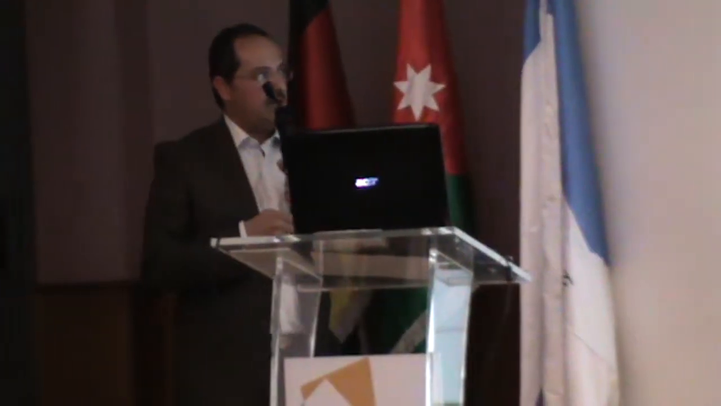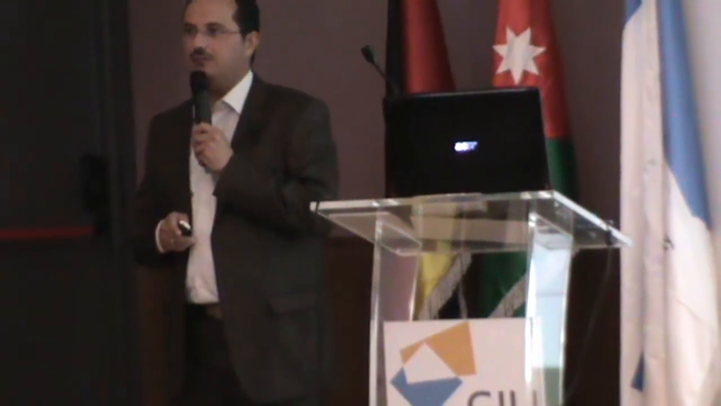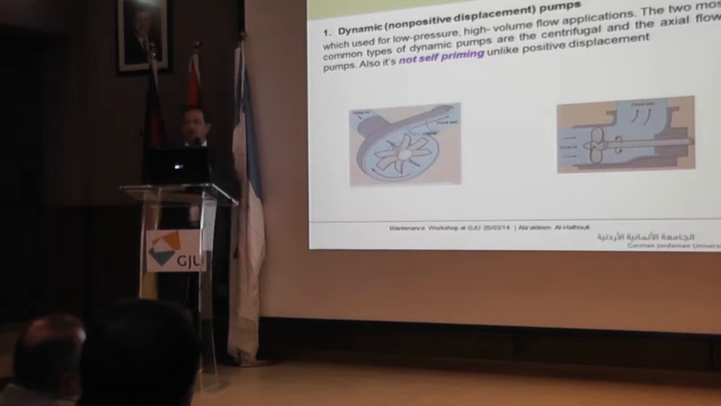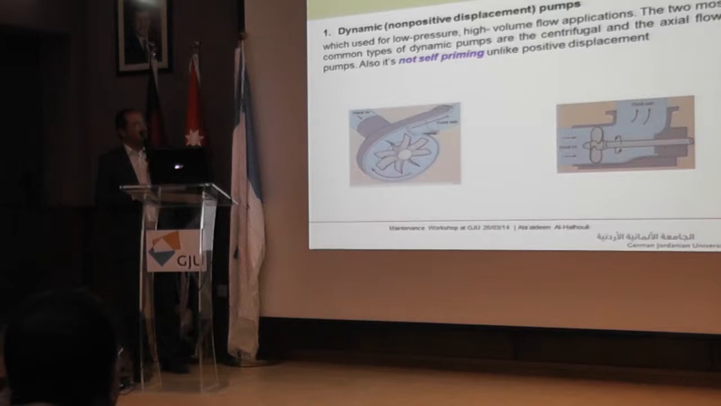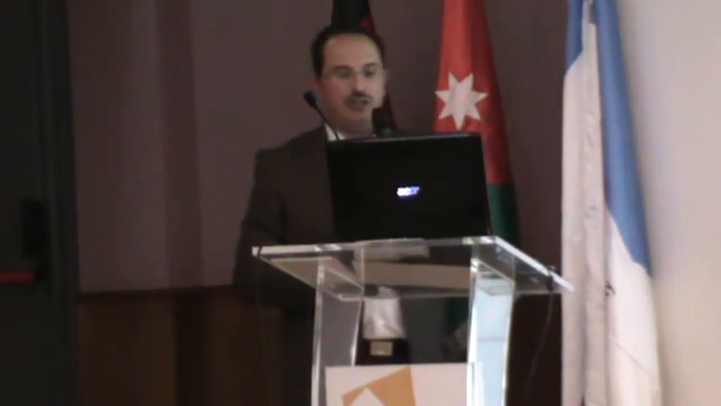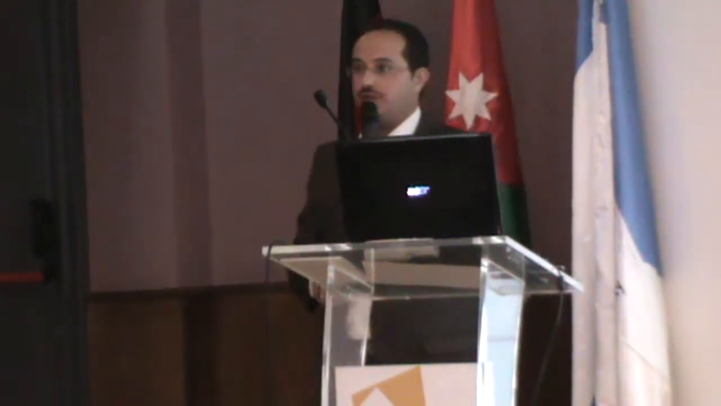I will begin just to make a brief introduction to the types of pumps. There are actually two main categories, the dynamic and the positive displacement pumps. The dynamic are what we know from our homes, like the centrifugal pumps that pump fluid from tanks to the upper water reservoirs. They are not self-priming, and the second type is the axial propeller type. Mostly, such pumps work at high speed but low pressure in comparison to what's known as positive displacement pumps.